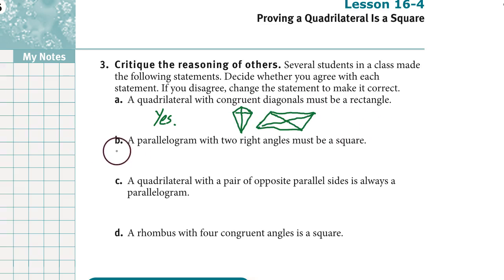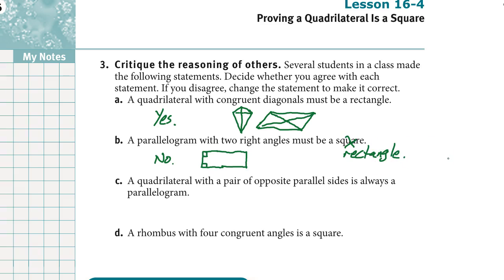Let's do question B together as well. A parallelogram with two right angles must be a square. I think this time we need to disagree with this statement. Let's consider some examples. A parallelogram with two right angles could look like this. Here's a right angle, and here's a right angle, but if it's longer than it is tall, then it's not a square. This is a rectangle that's not a square. So to correct the sentence, we could change this word to rectangle, and then it would be a true statement.